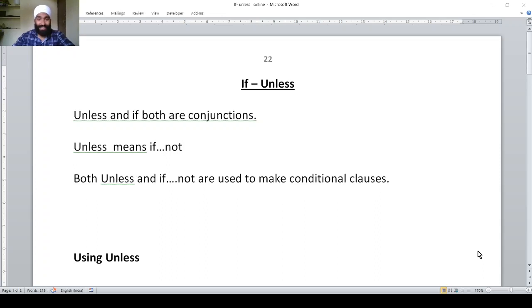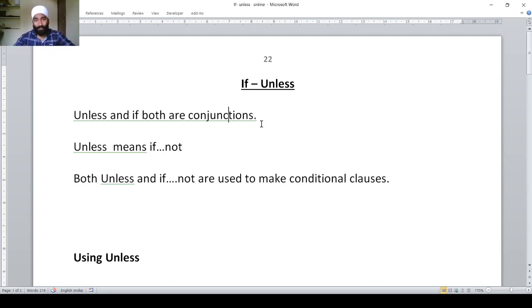Hello students, in today's video we will see what if and unless are and how to use them. You can see on the screen, if and unless both are conjunctions. Conjunctions means they are used to join two sentences.